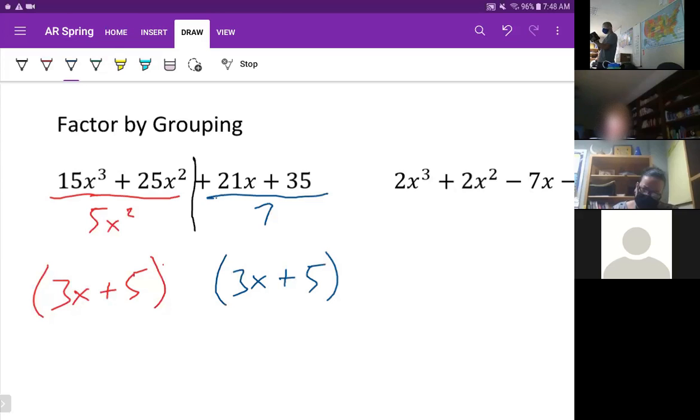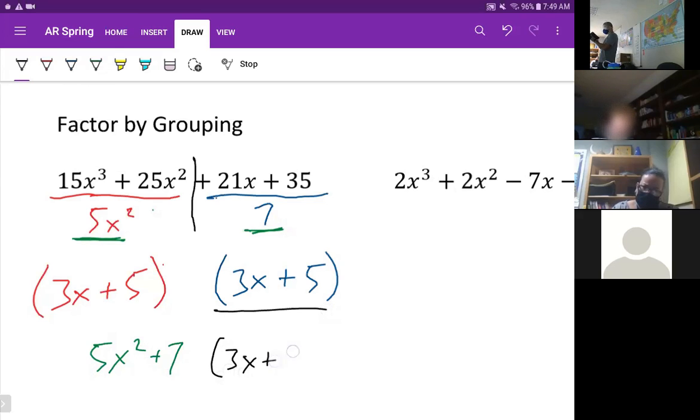So what you have is your first term is this: 5x squared plus 7. And then your second term, just copy down one of the ones you did here. As long as they're the same, we're in good shape: 3x plus 5. So this is how factoring by grouping works. You want to come out with the same thing when you do these.